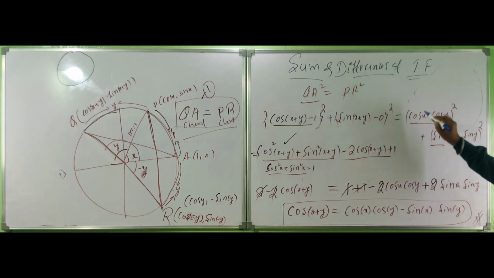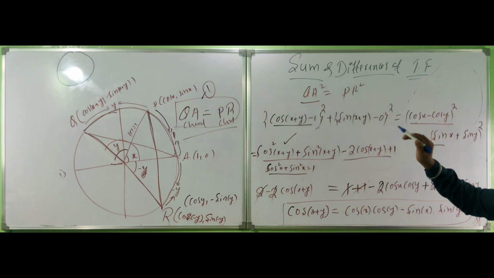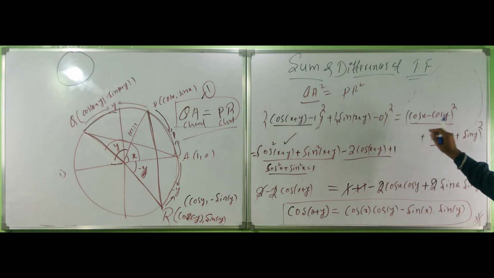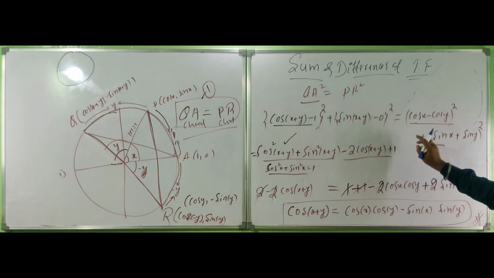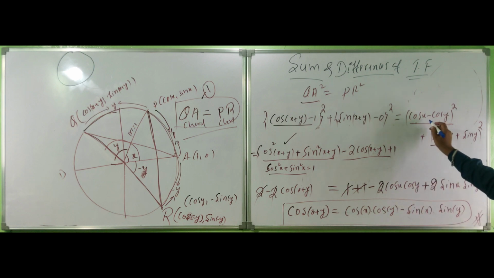Here (cos x minus cos y) whole square is there, a minus b whole square. Again here (a plus b) whole square is there, a square plus b square. Cos square plus sin square is used as 1, and cos square plus sin square gives 1. Remaining is minus 2 cos x cos y because minus is there, and here plus is there, 2 sin x into sin y. Simple elimination only.